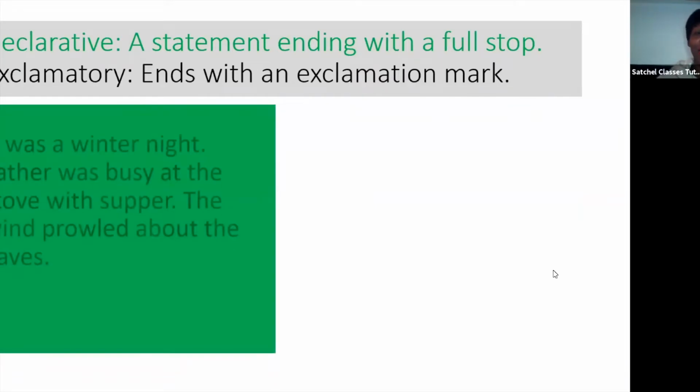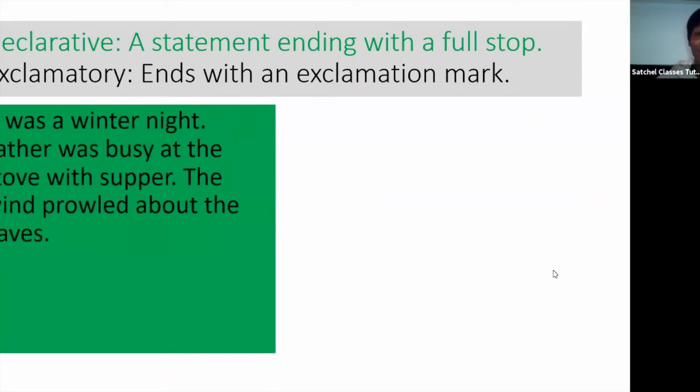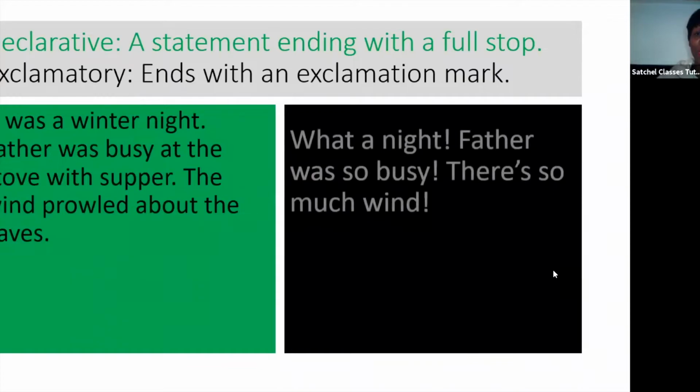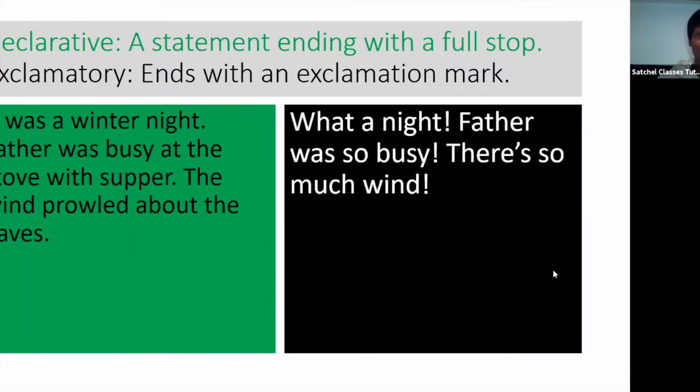Now, what is the difference between an ordinary sentence, a declarative sentence, and an exclamatory sentence? We can see here that these are all declarative sentences, statements with a full stop that express an opinion or a fact. It was a winter night. Father was busy at the stove with supper. The wind prowled around the eaves. But if we turn those into exclamatory sentences, they would be something like, what a night! Father was so busy! There's so much wind!